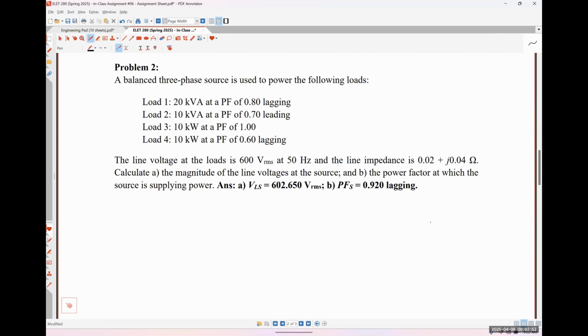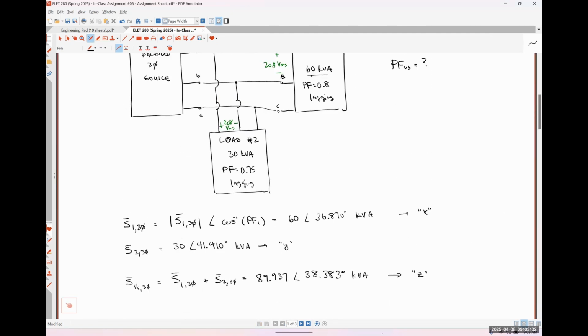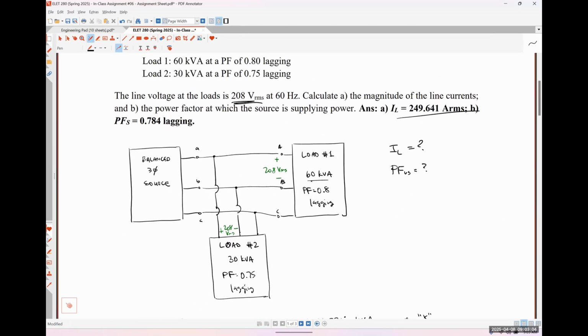So for this guy, we have a balanced three-phase source that is powering 4 different loads. Drawing this would be a little bit of a pain, but essentially I could do it like this, except that I would expand it out and then just put more loads connected to each other, but they're all going to be connected in parallel.